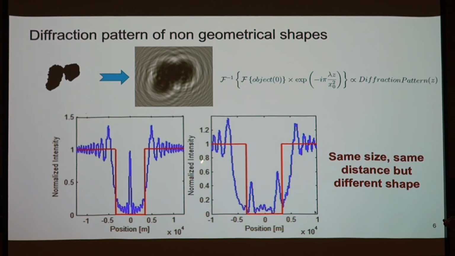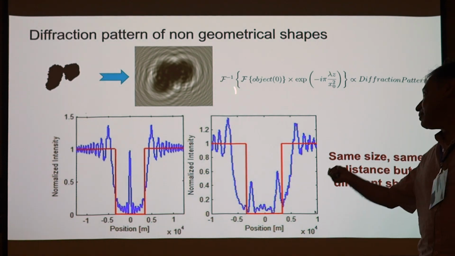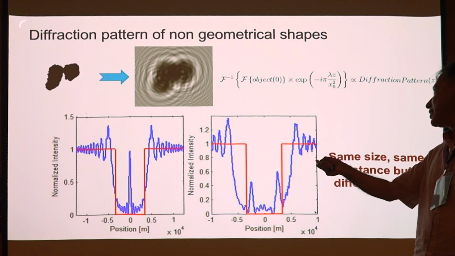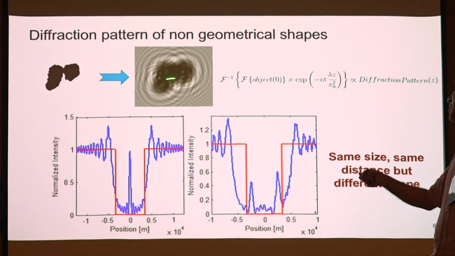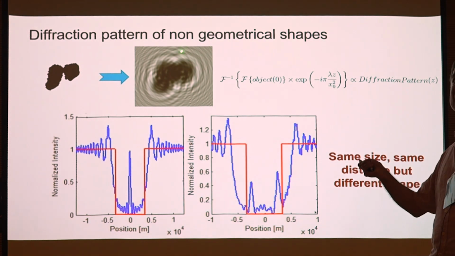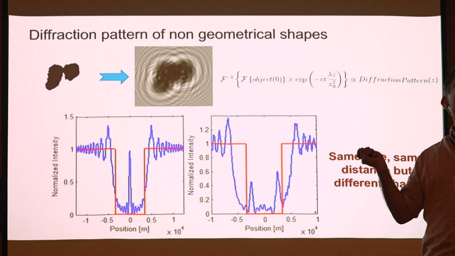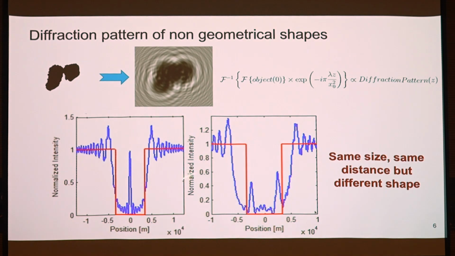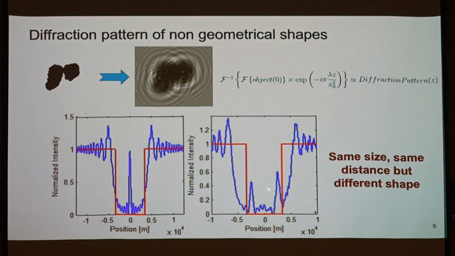So I challenge you to tell me which of these profiles belongs to this shape. The diffraction pattern is actually projected over the Earth, and the telescope is passing in this direction. So tell me, which of these belongs to this shape? This one or this one? Same size, same distance, but different shape. Who says this one? Hey, great. Who says this one? But actually both are wrong.